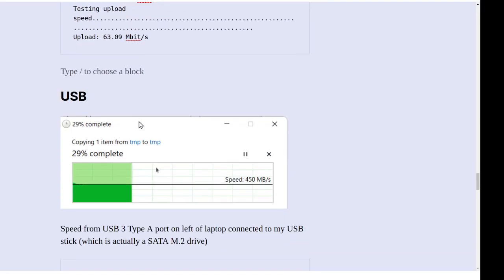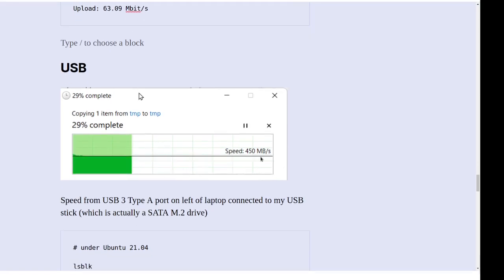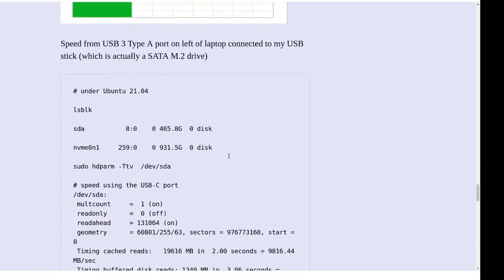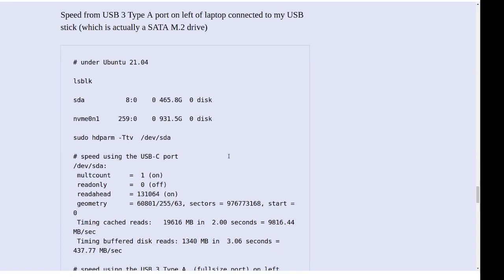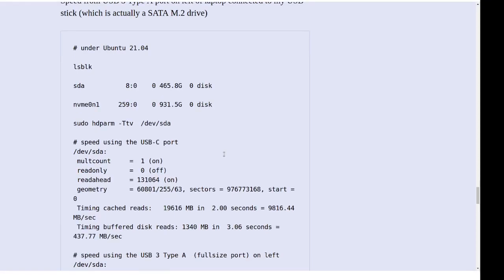Now, USB is something that's been troublesome on this laptop. So this laptop's got three USB ports. It's got a type A on the right, which only seems to connect at USB 2.0. It's got a type A, i.e. the bigger sort, on the left, which is connecting at 450 megabytes per second. Talk about that in a second. And the USB-C port, I must admit, it's a bit temperamental.